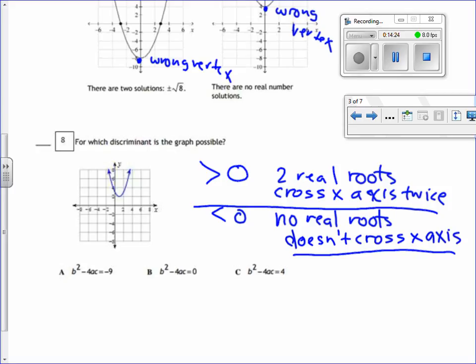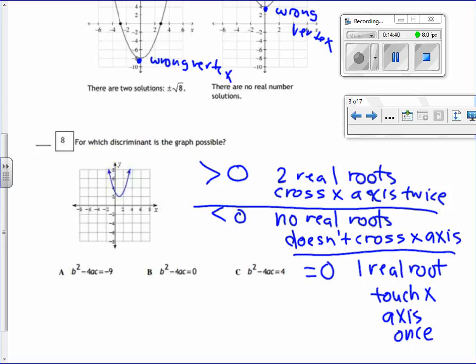And then if the discriminant is equal to 0, that means you have 1 real root. So you only touch the x-axis. So what case would this be? Greater than 0, less than 0, or equal to 0? Yeah, because we don't cross the x-axis, right? So that means we have no real roots, so it has to be some number less than 0. So would that be A, B, or C?